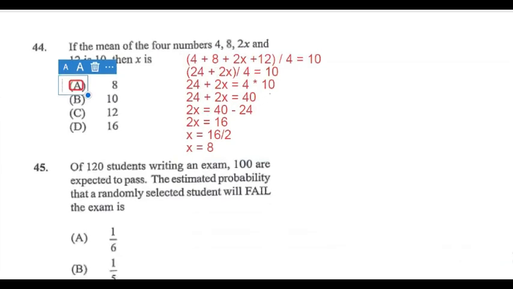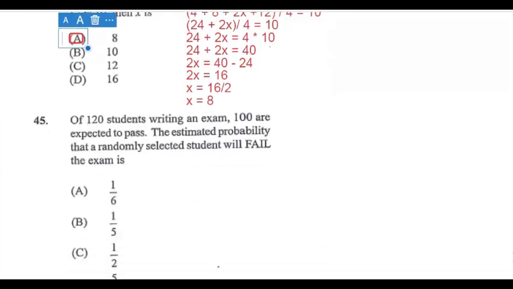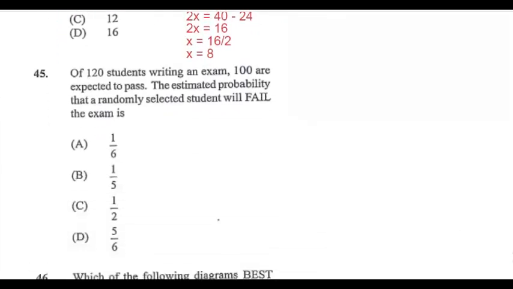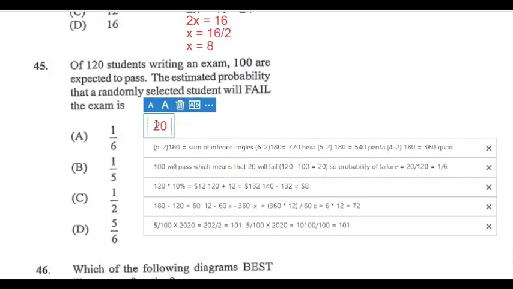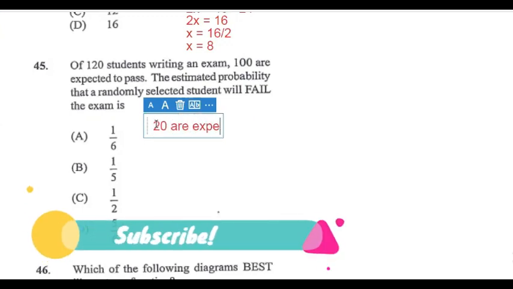And we are moving nicely along. 45. Of 120 students writing an exam, 100 are expected to pass. The estimated probability that a randomly selected student will fail the exam is, so 100 are expected to pass, therefore 20 of the students are expected to fail, and those that are listening to this recording will not be in that 20. So 20 students are expected to fail.